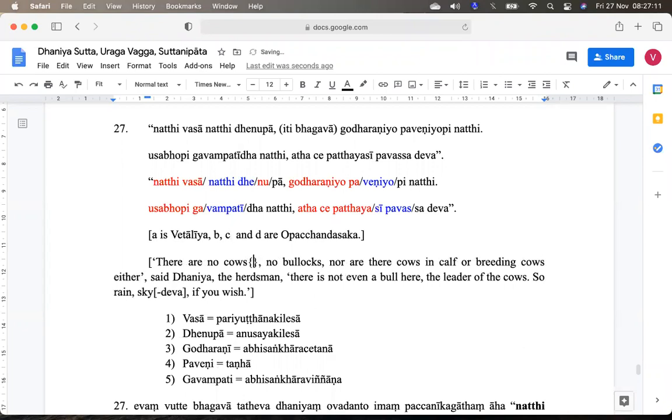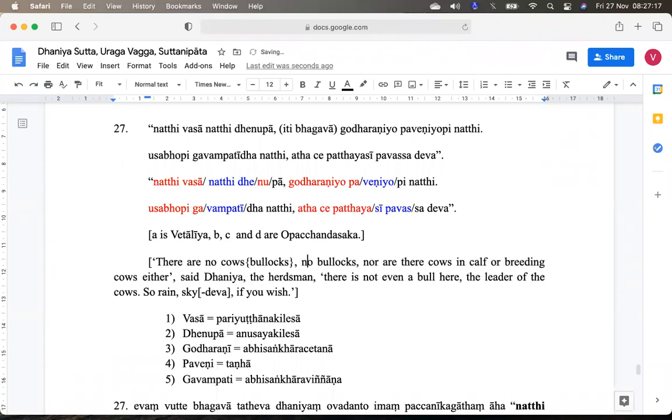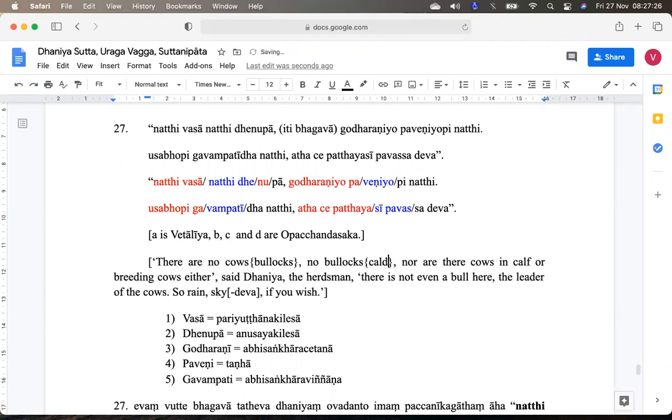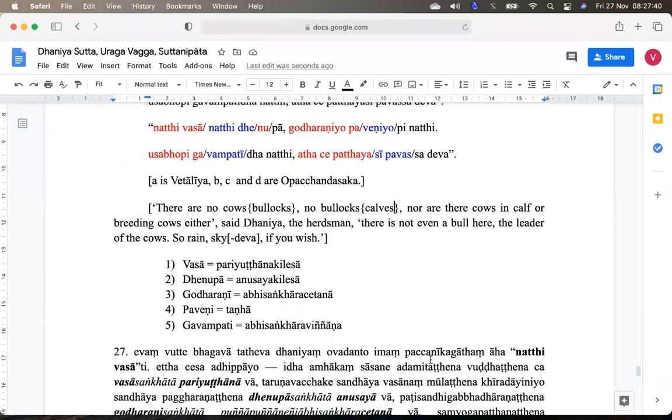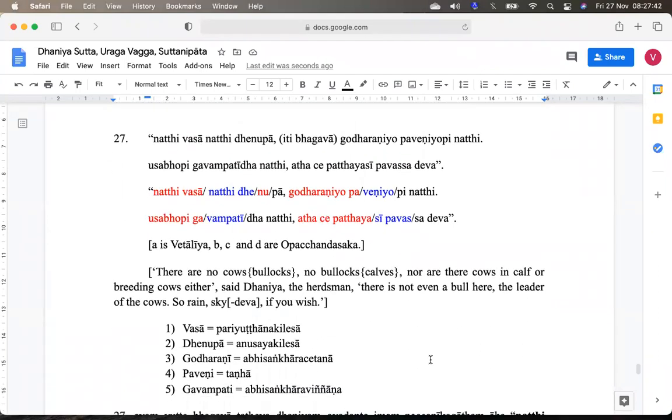So according to the commentary, bullocks, and instead here, so here, cubs, no cubs, I know they count in cub, and the breeding cubs either. And so on. So, okay, that is roughly the meaning of this stanza.